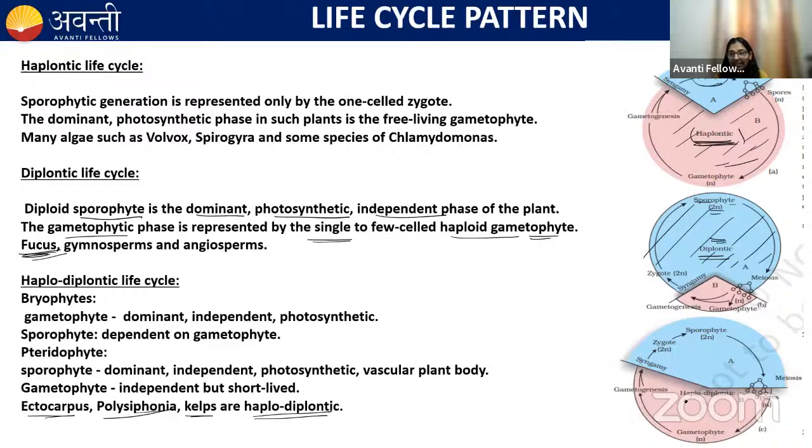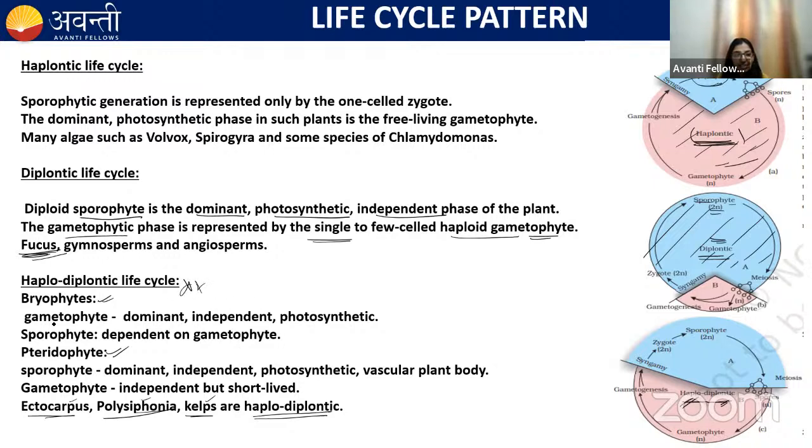Now let's come to the third figure, which shows the haplodiplontic life cycle. You can see the portion of the haploid and the diploid phase is almost the same, or almost equal. That is why we call this cycle the haplodiplontic life cycle. You will observe this cycle in bryophytes, pteridophytes, Ectocarpus, Polysiphonia and kelps. They all show a haplodiplontic life cycle. But there are very important points which I'm going to discuss.